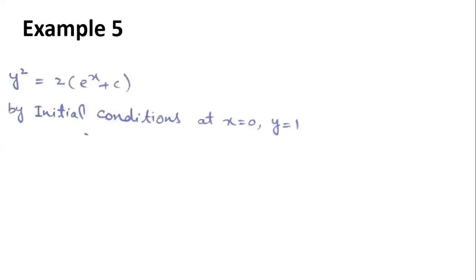But at first, I'm applying these initial conditions to find this value of c, that is at x is equal to 0, y is equal to 1. So when you put these values in this equation, you will obtain 1 squared is equal to 2 times exponential power 0 plus this constant. So just simplify it.